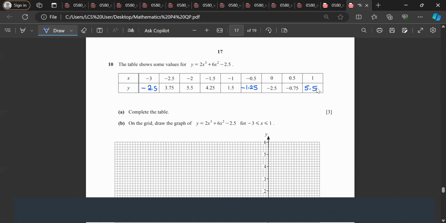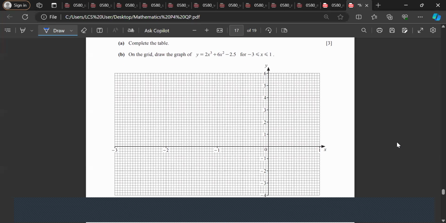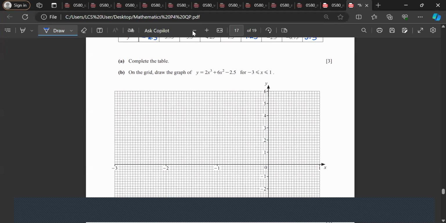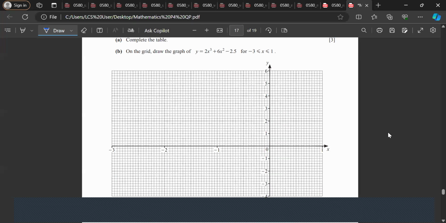Easily draw it. Start drawing it like this. I will zoom in like this, and you can read it. First, -3 and -2.5. This is -3. Then -2.5 means between -2 and -3 here, so in the middle, it will be like this point.